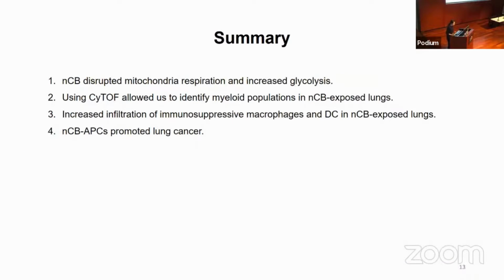So in summary, we found carbon black can disrupt mitochondrial homeostasis and increase glycolysis. Using mass cytometry, we can identify different kinds of myeloid populations in the carbon black lungs. Also, we found increased infiltration of suppressive types of macrophages and dendritic cells in the lungs. And these carbon black APCs can directly accelerate lung cancer progression.